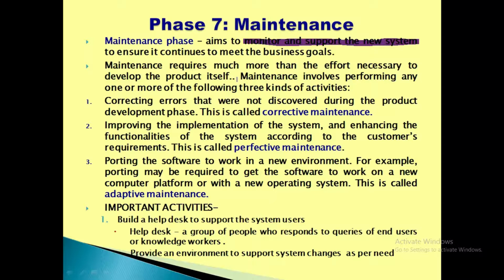Maintenance involves 3 different kinds of activities which are listed below. Number 1, corrective maintenance. Correcting errors that were not discovered during the product development phase. This is called corrective maintenance. When the product was getting developed, a few of the errors might have been left. So correcting those errors in the due course of time, when the system is in use or it is implemented, is the corrective maintenance.